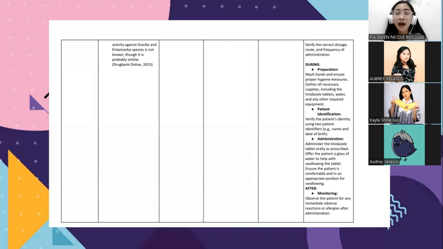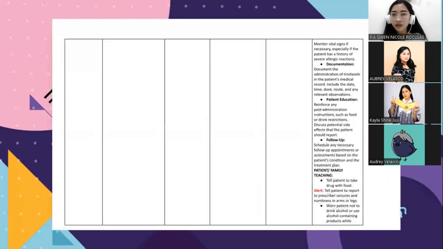Then after that, after that medication administration, we have to monitor. So observe the patient for any immediate adverse reactions or allergies after administration. Kailangan natin tingnan if ano yung mga reactions ng body nila after na intake yung specific drug. Then monitor vital signs. So kailangan pa din natin i-monitor ang vital signs nila if necessary, especially if the patient has a history of severe allergic reactions. So especially sa mga patient na may mga allergies.